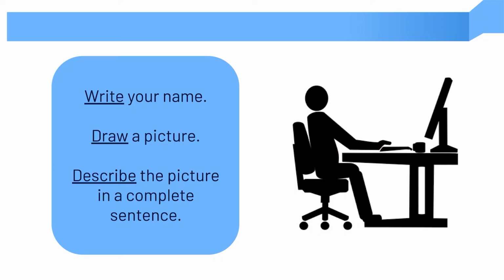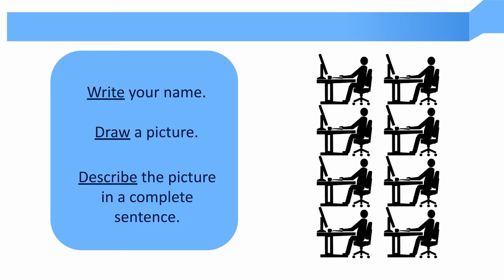If I want my student John to write his name on a sheet of paper, I would look at John and say, write your name. And if I want the whole class to write their names on their papers, I would look at my class and I would say, write your name.